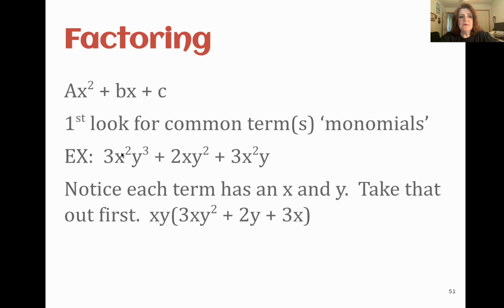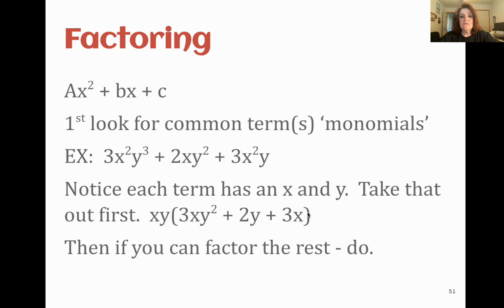So when you have 3x squared y cubed and you take out one of the x's and one of the y's, like dividing with your exponents, it leaves you 3x y squared. Second term, 2xy squared, taking out x and y, leaves you with 2y. And 3x squared y, taking out 1x and 1y, leaves you with 3x. Now the rest of this cannot be factored. If you could factor the rest of it, you would, but you can't.